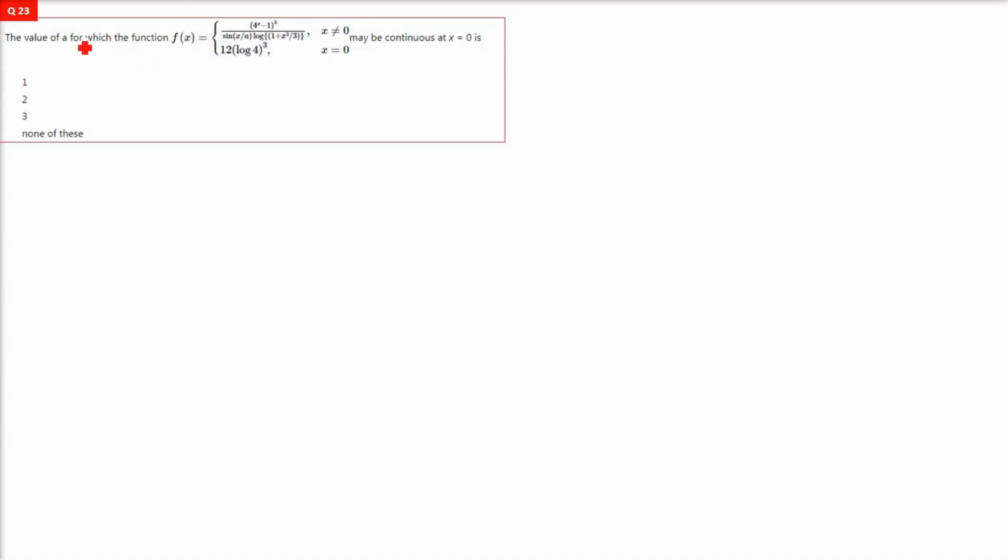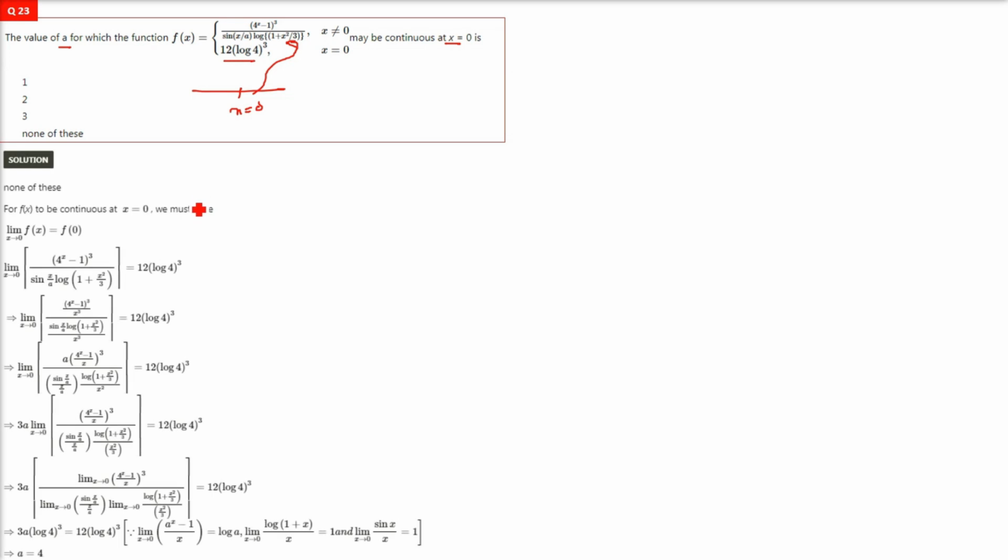Now here, the value of a for which the function f(x) is continuous at x equals 0. We are being provided two different functions, for x not equal to 0 and x equals 0. So when it is not equal to 0, if you want to find out the limit, you have to use this, and we have to equate it with the value at x equals 0. The whole exercise is all about limits. If you are able to do the limits, then it will be easy. So limit x tends to 0, f(x) equals f(0).